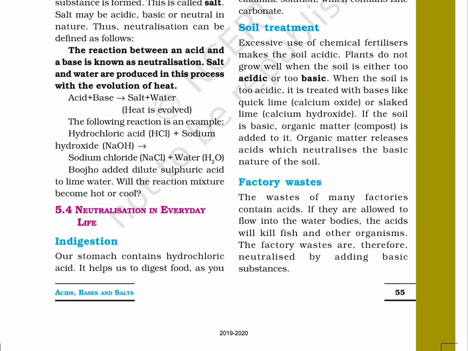The following reaction is an example. Hydrochloric acid, HCl, plus sodium hydroxide, NaOH, gives us sodium chloride, NaCl, plus water, H2O. Bojo added dilute sulfuric acid to lime water. Will the reaction mixture become hot or cool?